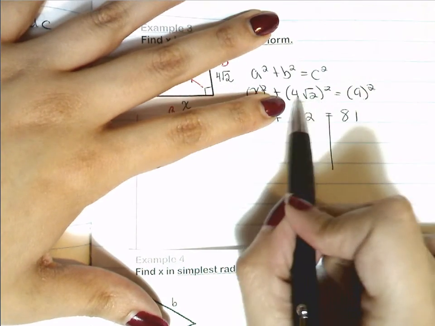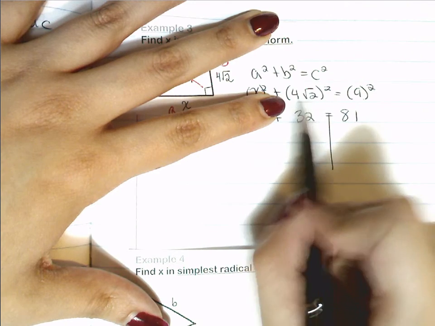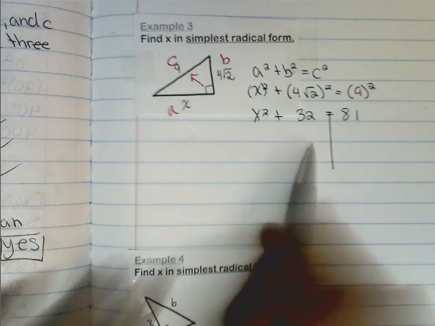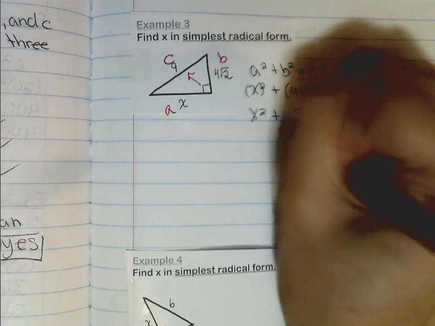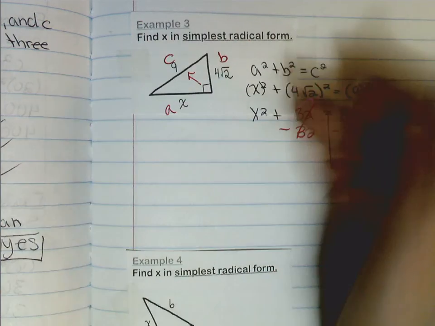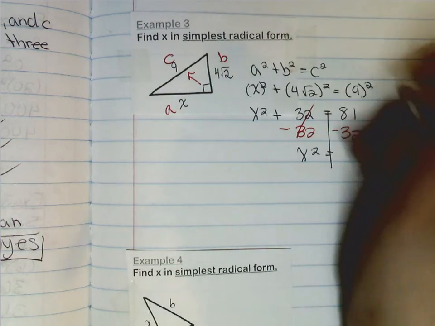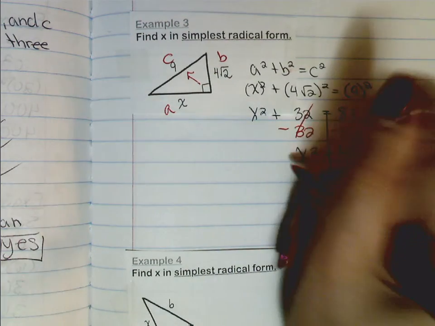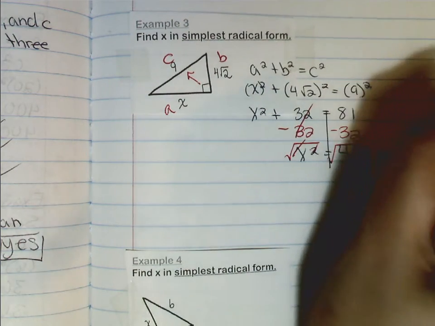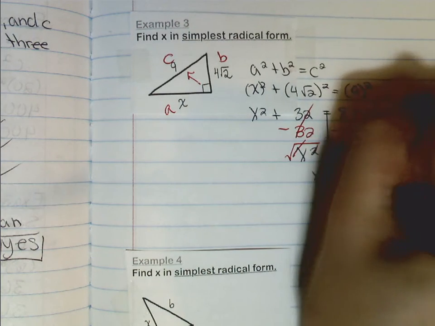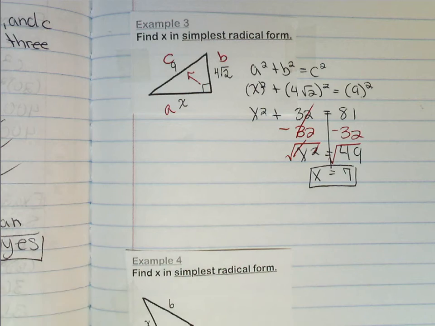So you have to remember how we did this last week. Otherwise you won't be able to continue with the rest of the unit. Here we're going to subtract 32 from both sides, and then get x squared equals 49. And then square root both sides to cancel the exponent, and I get x equals 7. So I found the value of x.